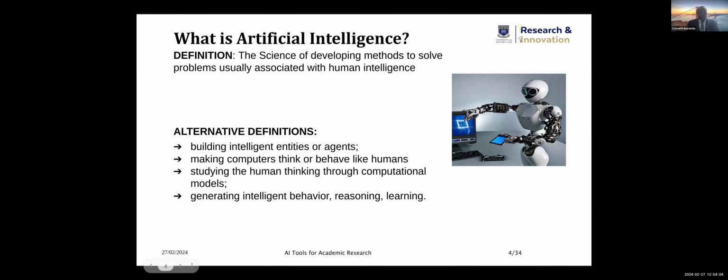basically, artificial intelligence is the science of developing methods to solve problems usually associated with human intelligence. So if there is something that requires human intelligence to be done, and if you are able to develop tools that are able to solve such kind of problems, then we say that that is AI.